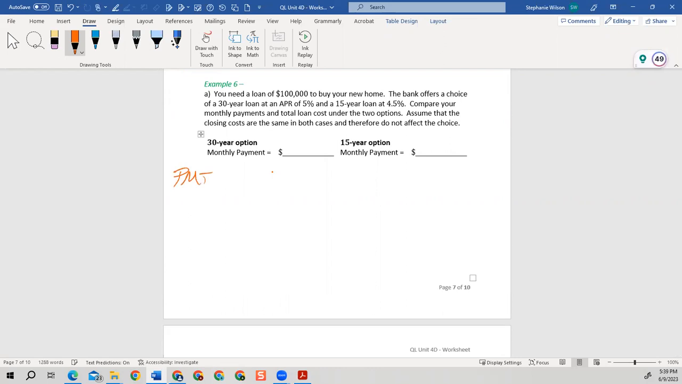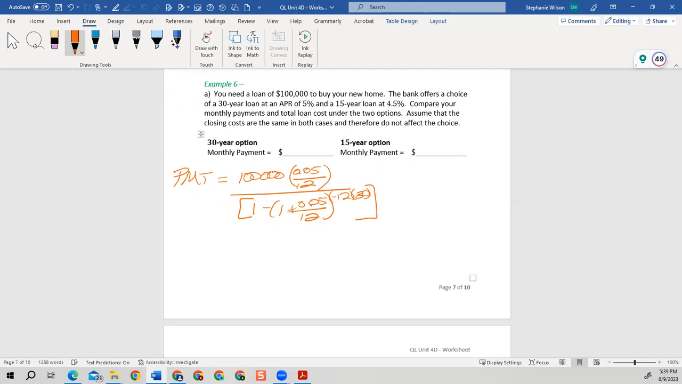So we're going to take our formula. We're going to plug in our principal, which is $100,000, and our interest for the 30 years is 5%. So we're going to write it in decimal. Of course, the payments is 12 months. And I'm just writing everything we know. And we're going to raise it to negative 12 times that 30.